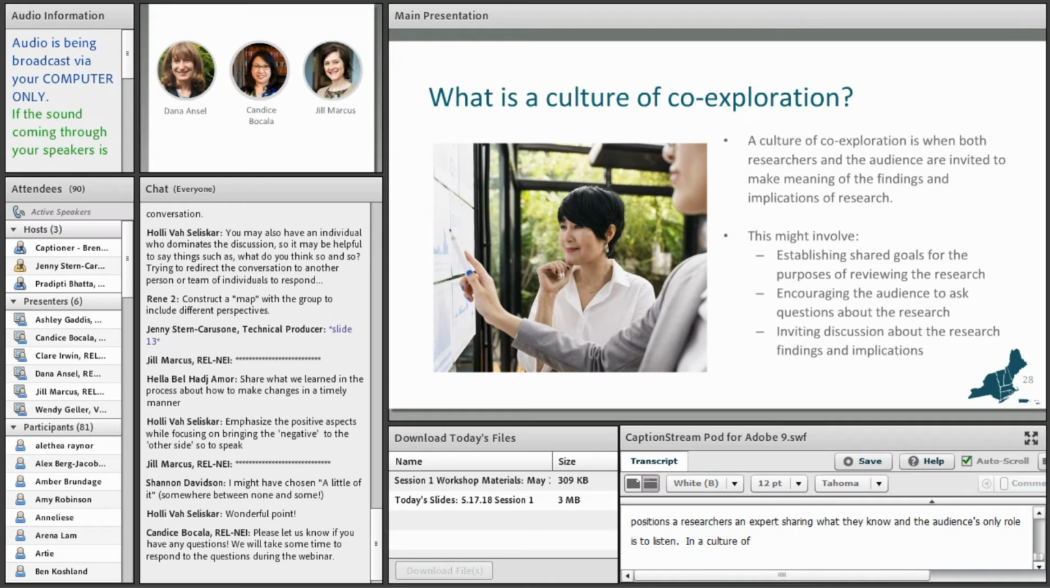Usually the culture of formal presentations positions the researcher as an expert, sharing what they know, and the audience's only role is to listen. In a culture of co-exploration, the audience is invited to join in the act of asking questions and making sense of what they are hearing. The researcher is able to take an inquiry stance about his or her study and position him or herself as a learner together with the audience.